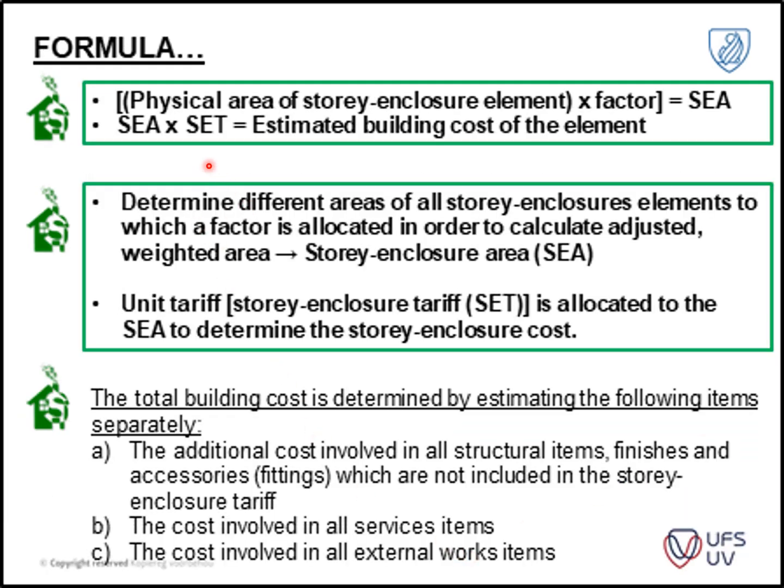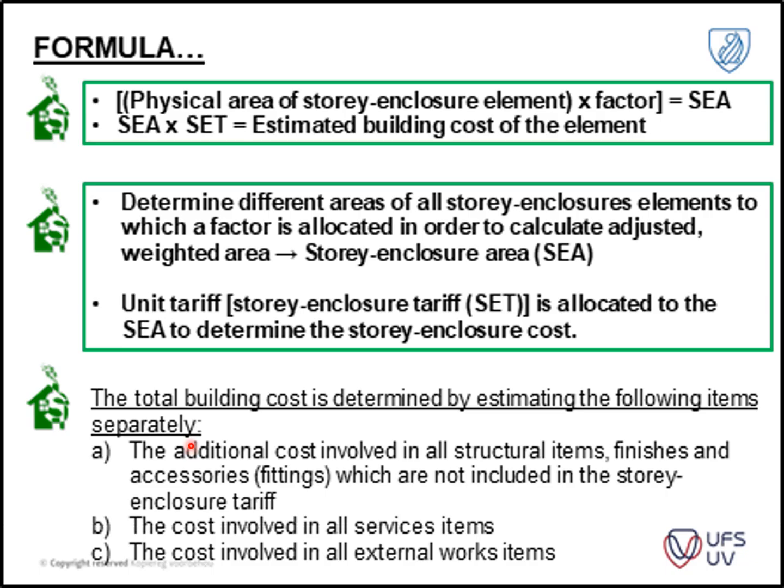So you will see the formula is basically the physical area of the story enclosure elements times a factor provides you with a story enclosure area. Then this story enclosure area is multiplied by the story enclosure tariff, estimating the building cost of an element. Okay. Determine the different areas of all story enclosure elements to which the factor is allocated in order to calculate the adjusted weighted areas. So your story enclosure area is thus calculated. The story enclosure tariff is then allocated to the story enclosure area. So it's a repetition of what was said just there.